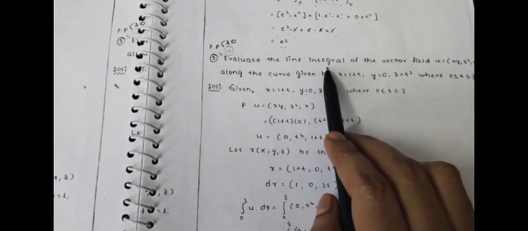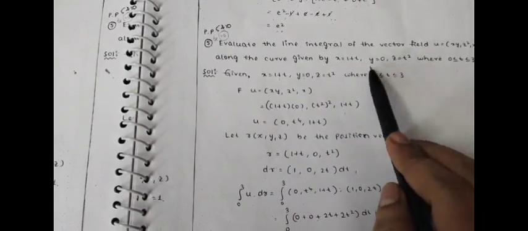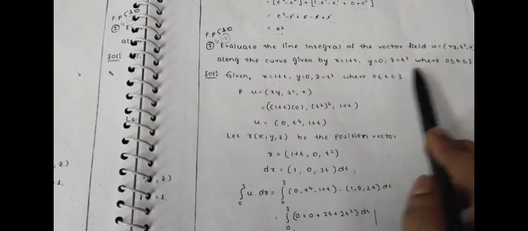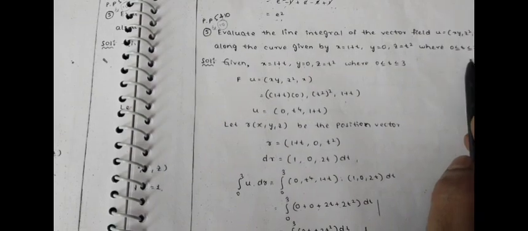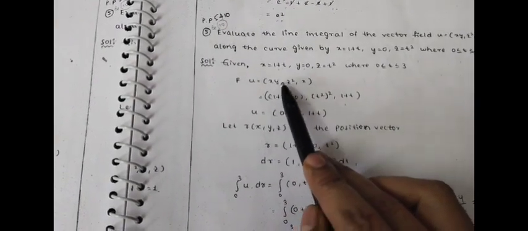Similarly, practical problems 5 and 10 have the same question. Evaluate the line integral of the vector field u, given in terms of x, y, z, and the curve is given: x in terms of t, z in terms of t, and y is 0, which means it is in the xz plane. But the t limits are given. So here, since the t limits are given, you need to convert all those field and position vectors in terms of t. So what is the field that is given? We are writing it here and converting in terms of t.